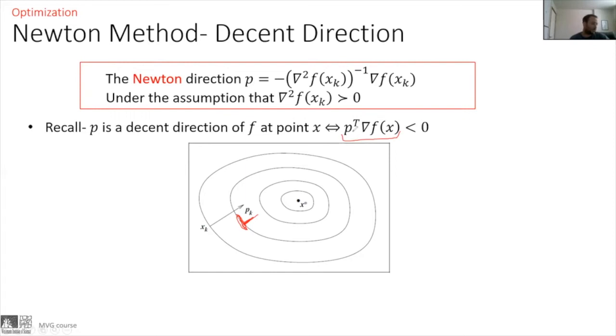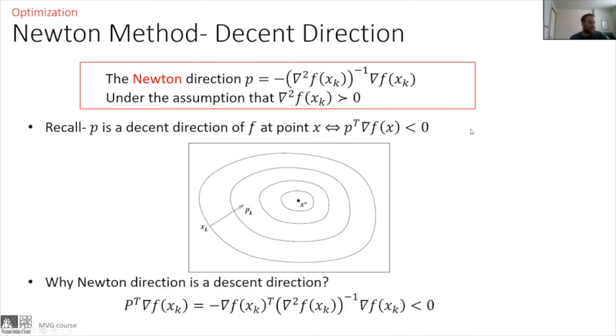If this thing is smaller than 0, it means that I'm in a descent direction, going in this direction. And if this is positive, it means that I'm going upwards. So this is the intuition for why we want to require that the inner product with the gradient is smaller than 0.